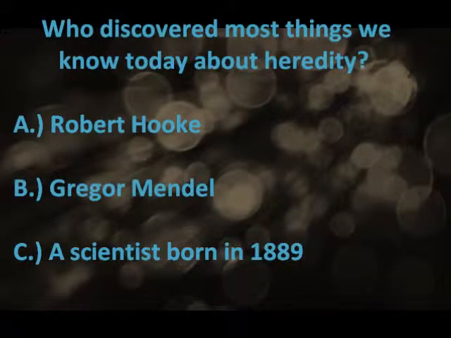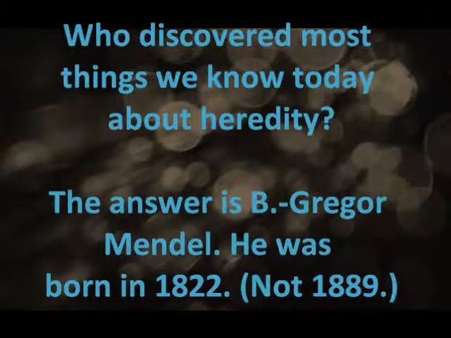Who discovered most things we know today about heredity? A. Robert Hooke. B. Gregor Mendel. Or C. A scientist from 1889. The answer is B. Gregor Mendel. He was born in 1822, not 1889.